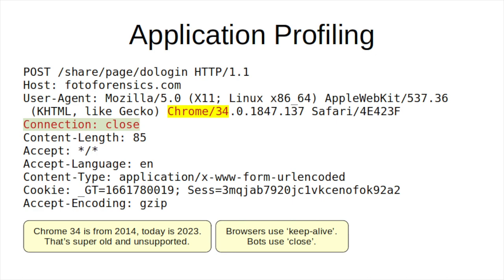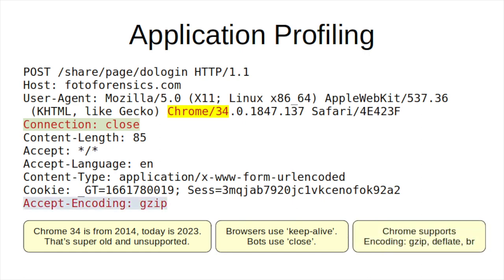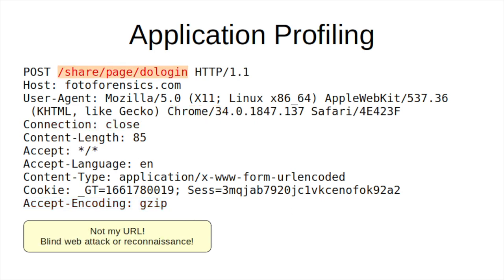Scripts often use close. And the web client says it supports JSON compression. Chrome 34 supports gzip, deflate, and brotli or br. This isn't Chrome. This is a script pretending to be Chrome. But it doesn't stop there. The request tried to post data to a URL that does not exist on the server. That's either reconnaissance or a blind attack.